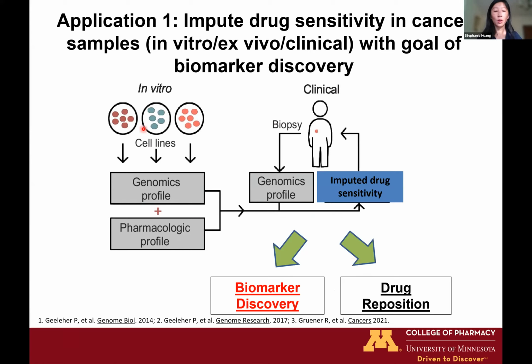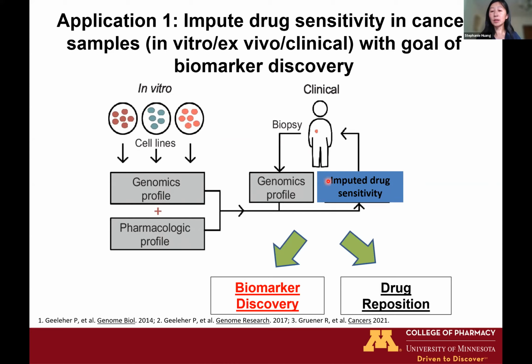For one, if we build a relationship in this large collection of cancer cell lines, learn the relationship between molecular profiles and drug response, we can then impute drug sensitivity in patients. So for every single patient-derived tumor, we can project several hundreds of different drug sensitivities in that patient, as long as we know the molecular profile of the patient.